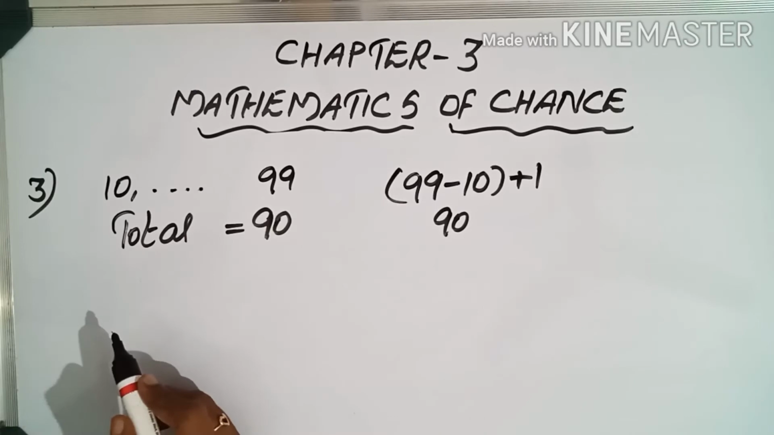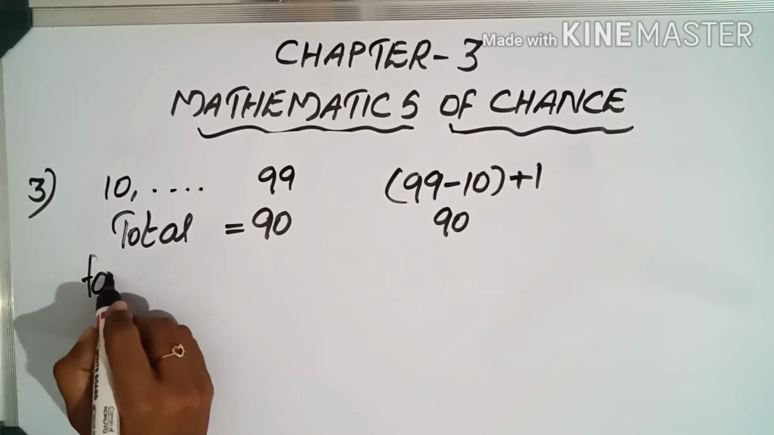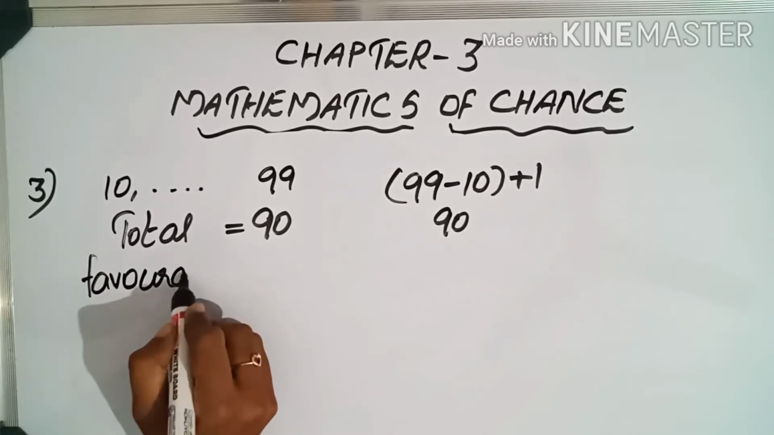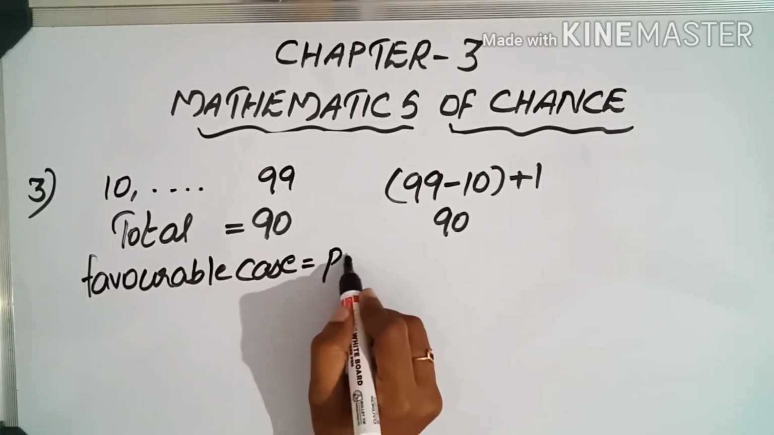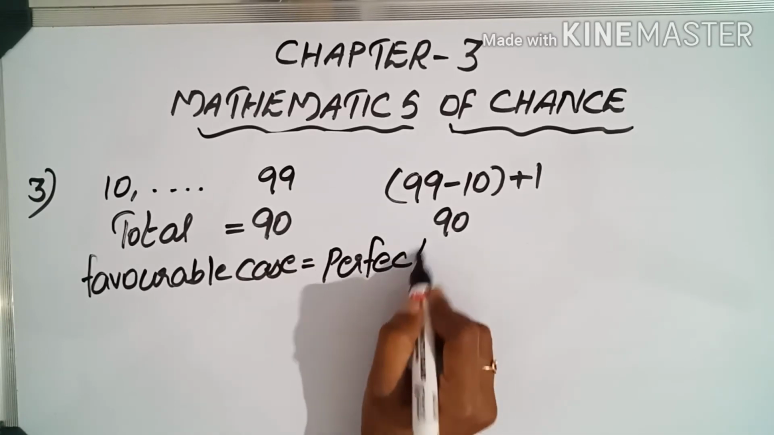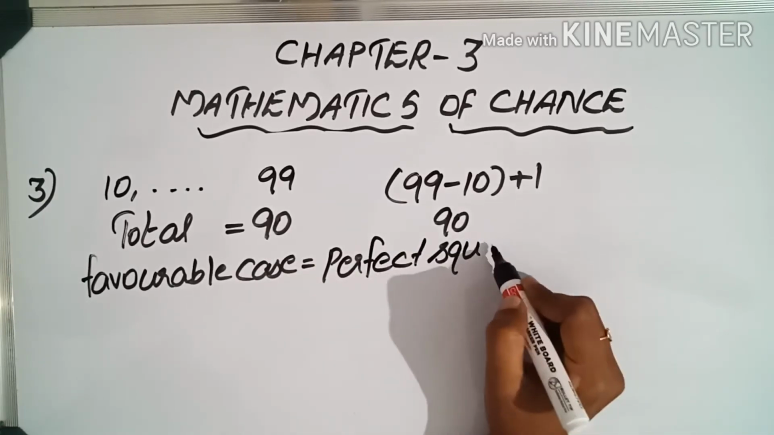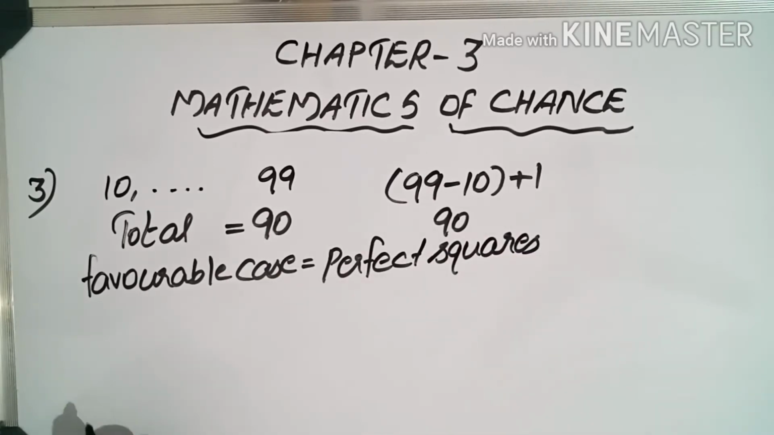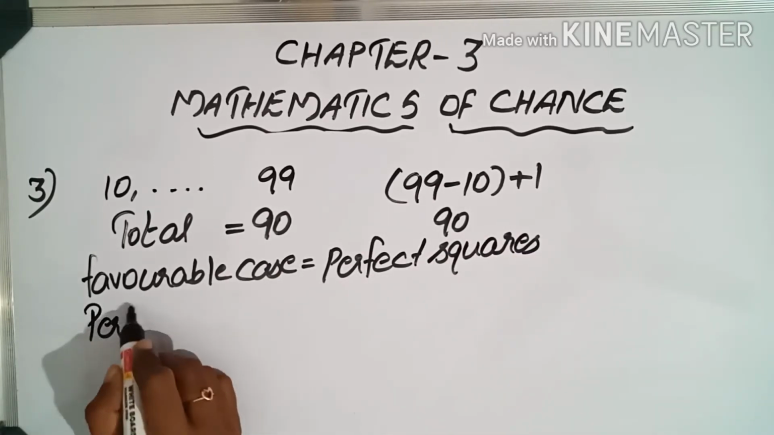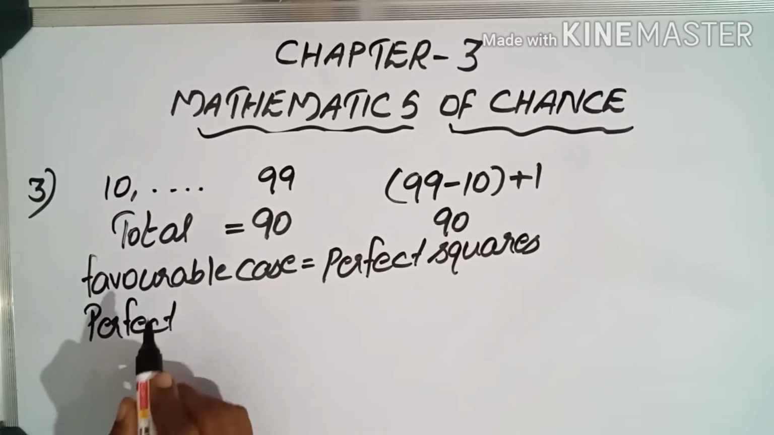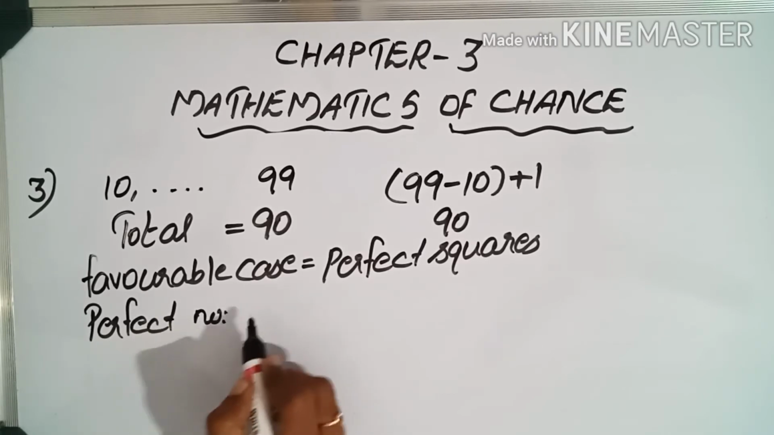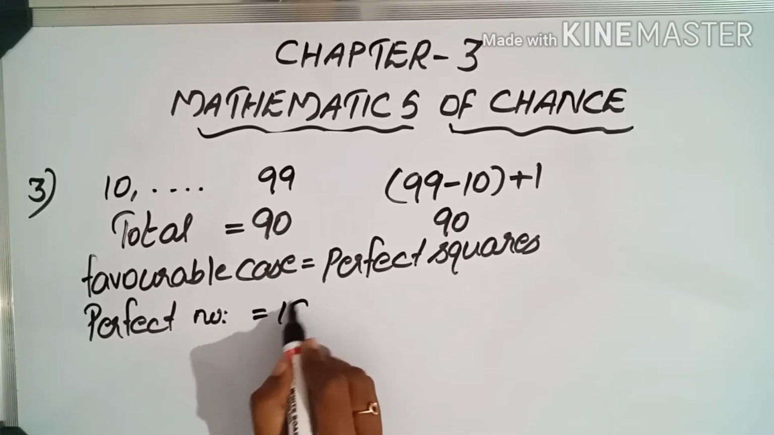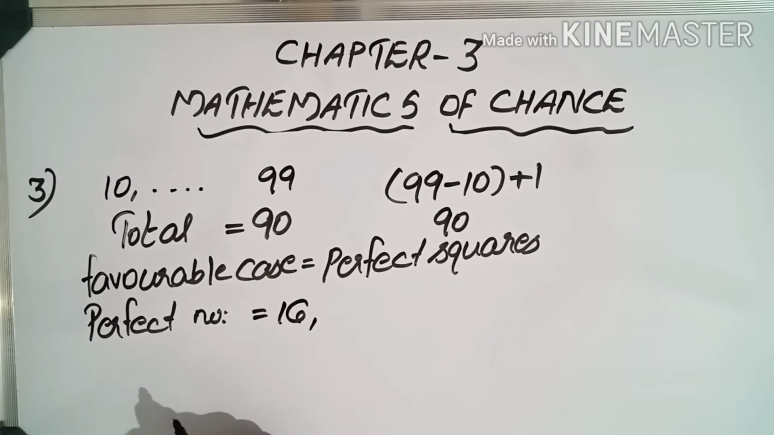Now for the perfect square, the favorable case is what? We need to find the chance of a perfect square. So the favorable case means it is a perfect square. We need to find how many perfect squares are there between 10 and 99. We need to start from 2-digit numbers, don't start from single digits. So perfect squares start from 16. 4 is a single digit and 9 is also a single digit.